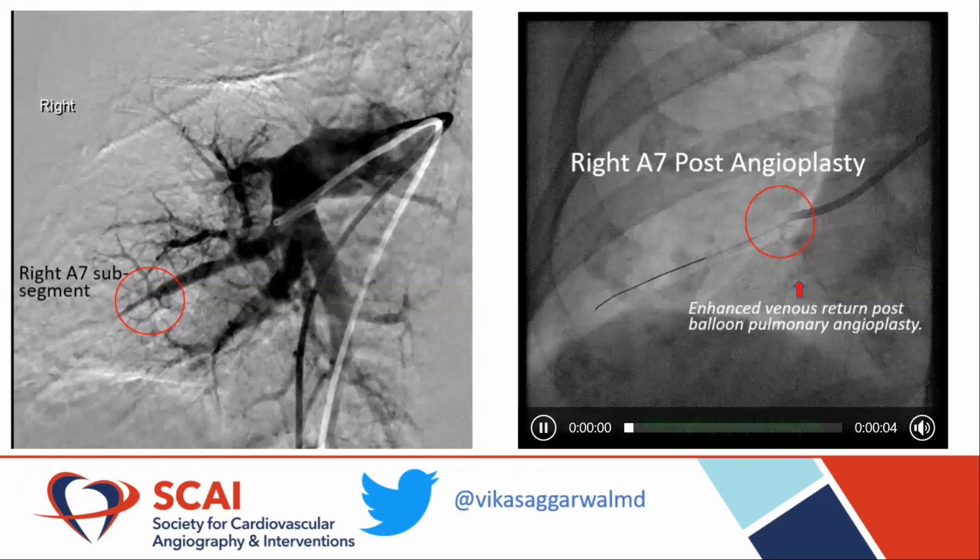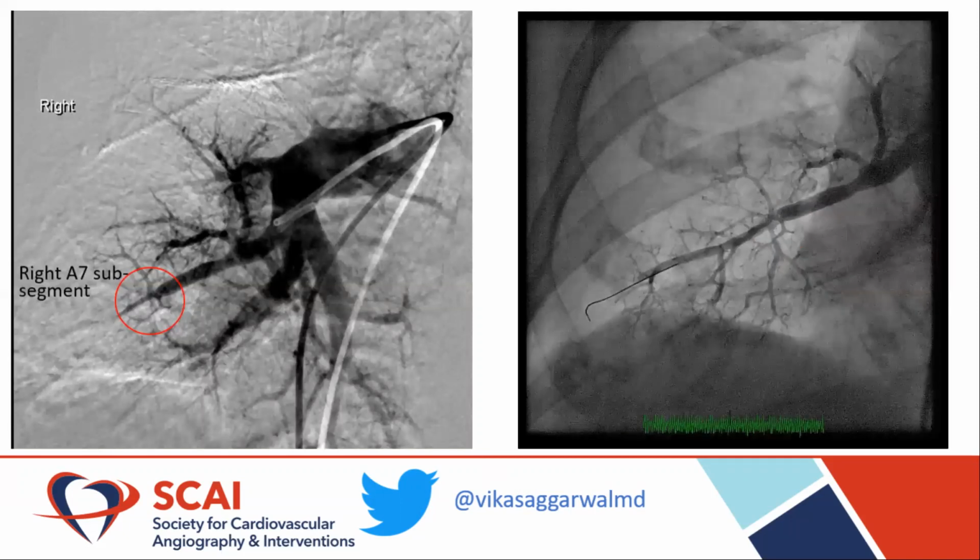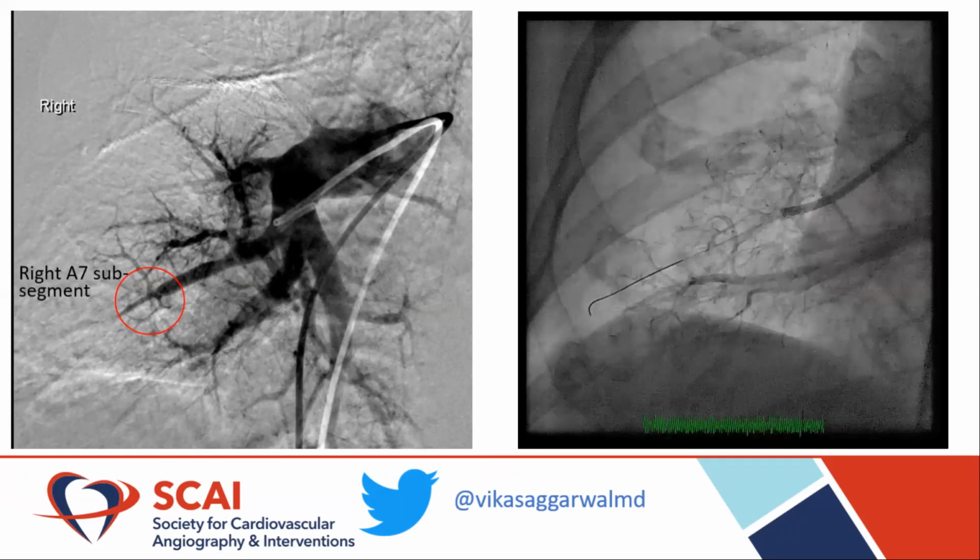Onto the right A7 subsegment here, it's treated in a similar fashion, crossed with a Xian blue. It's ballooned with a 2.0 balloon. You can see how the flow is much improved, and you can see the venous return in the background in the post pictures.